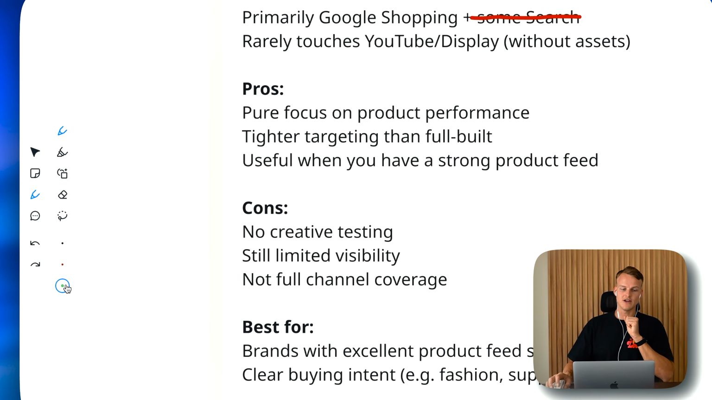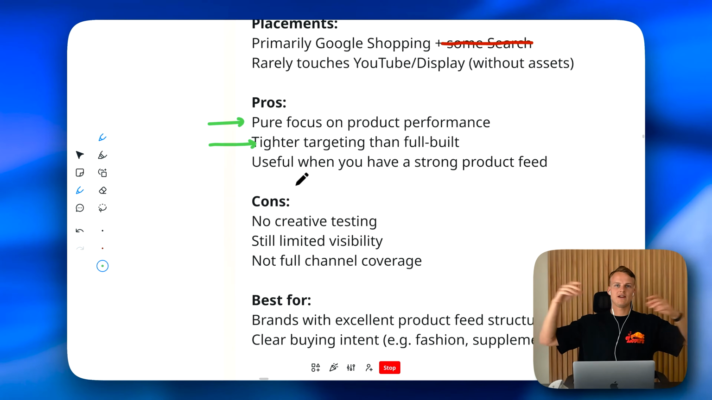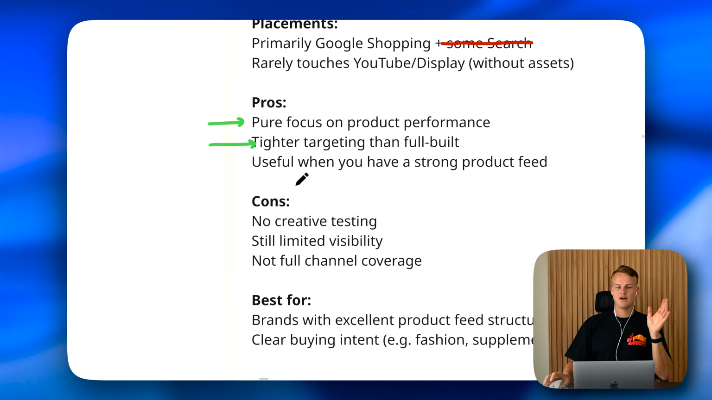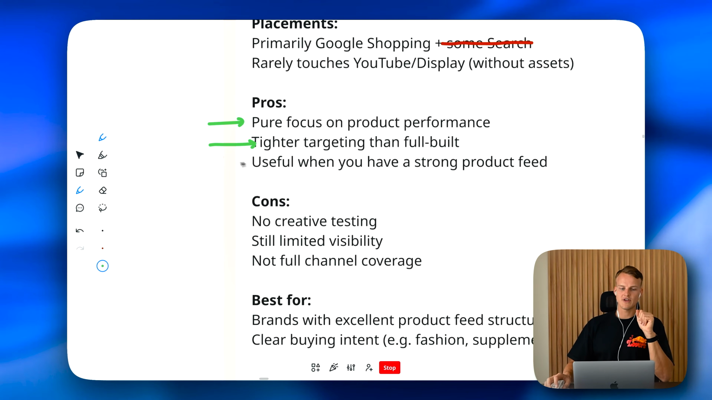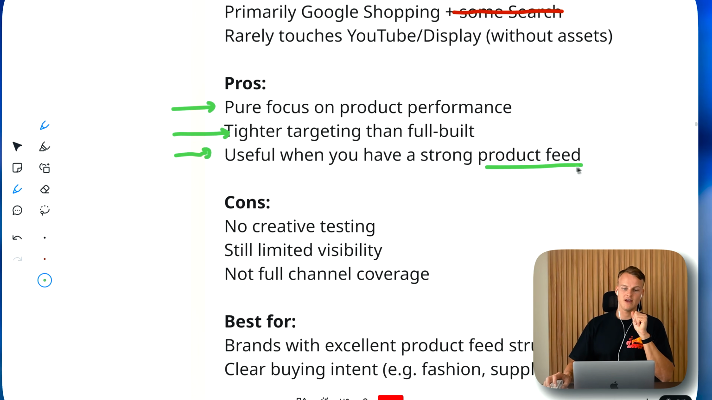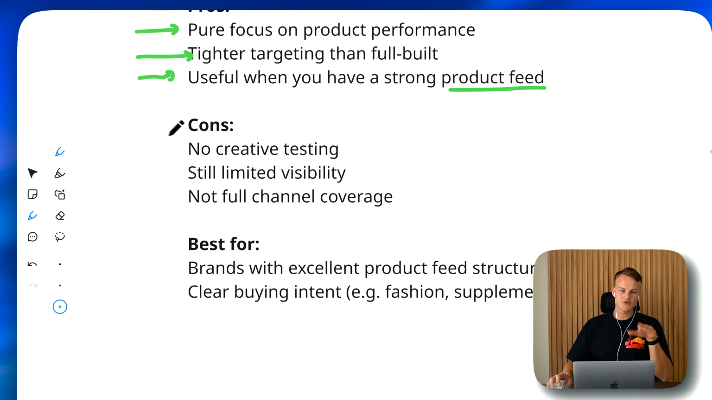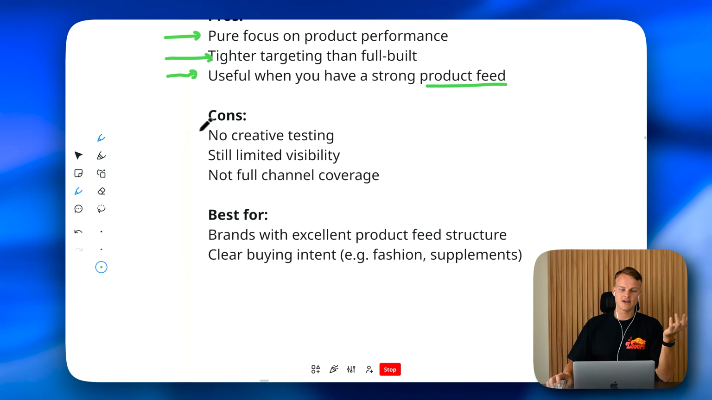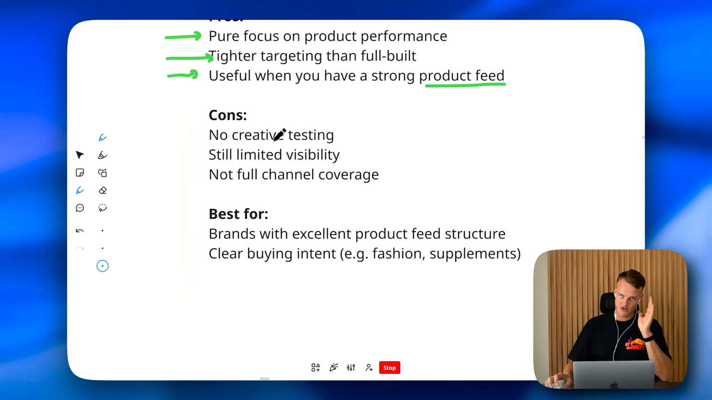So you focus literally on what you want to sell, which is, you are an e-commerce company, you want to sell your products. You have a bit tighter targeting than full build because it doesn't go into all these placements like display, discover, whatever. So it's tighter targeting than full build, and it's very useful when you have a strong product feed, which is why your product feed is essential. When it comes to the cons, you don't have any creative testing, still limited visibility, which we do have a fix for, but it doesn't get any full channel coverage.